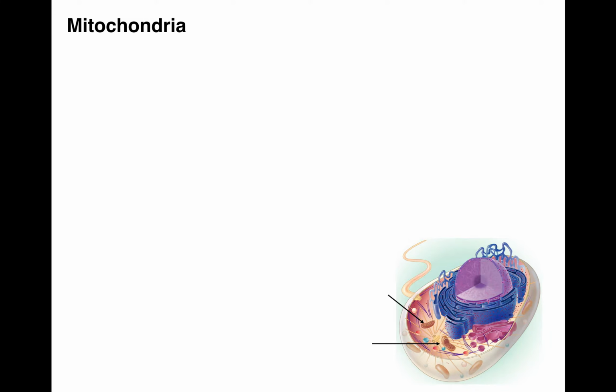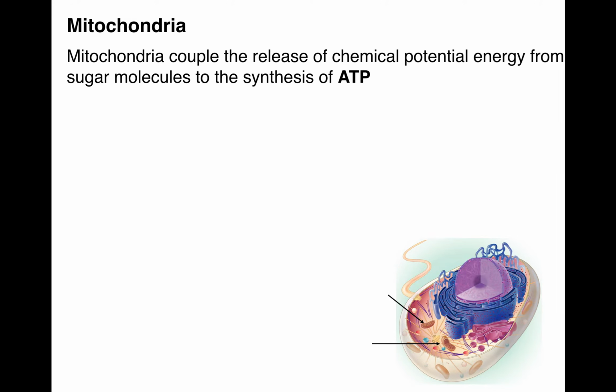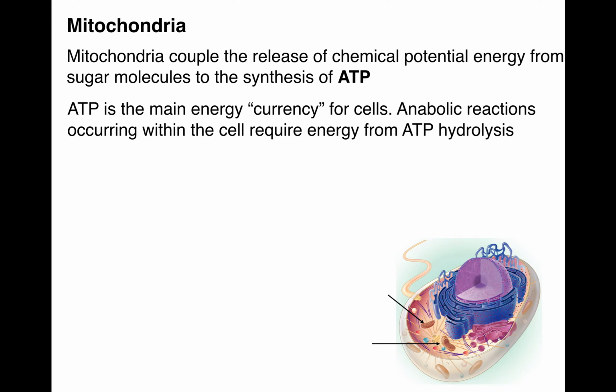This video will introduce you to the structure and function of the mitochondrion. The mitochondrion couples the release of chemical potential energy from sugar molecules like glucose or fructose to the synthesis of ATP. Since ATP is the principal energy currency for cells, we need to think about the fact that ATP hydrolysis will be used to power anabolic reactions that normally would not be able to occur on their own due to their positive values of delta G, or free energy.